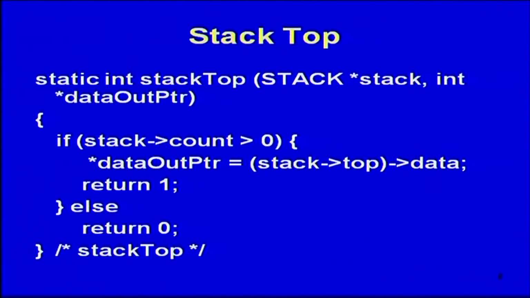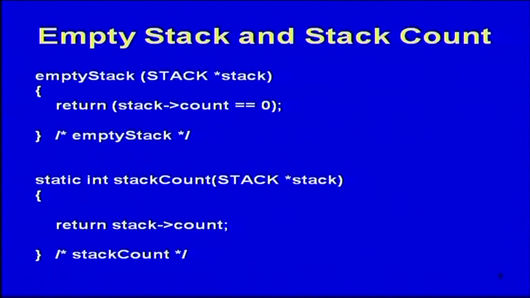So, the next is stack top. As we have already discussed before, stack top does not change the stack at all, it just accesses the top element of the stack. So, again if the count is greater than 0, then you take the pointer to the top element, make that data be returned in the data pointer and return 1. If it is equal to 0, that means there is no stack, so you return 0. So, that is the stack top. Here no changes occur in the stack.